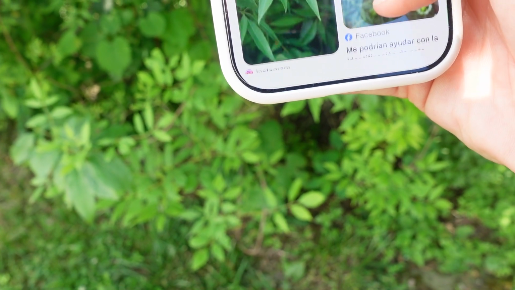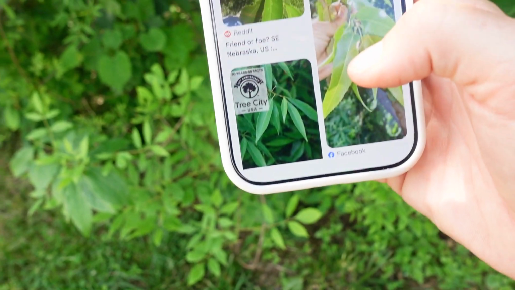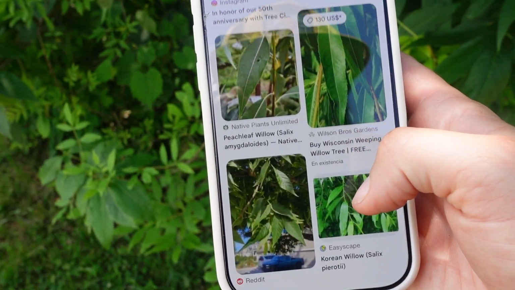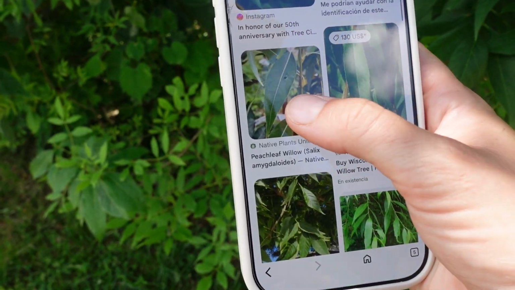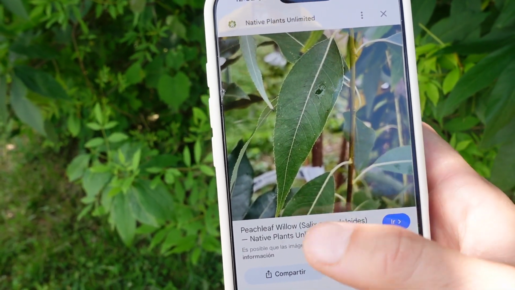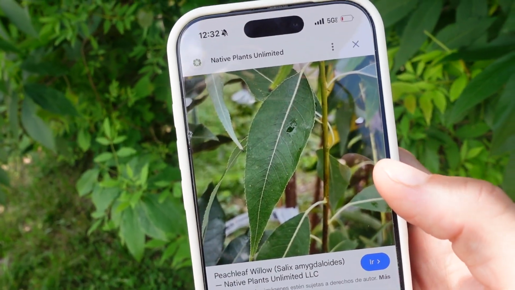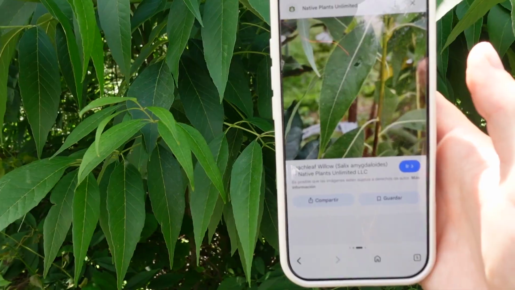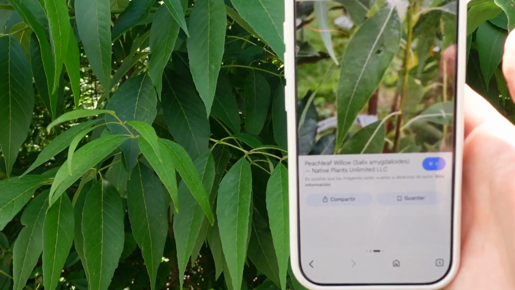Okay. This seems like the Salix babylonica, otherwise known as the peach leaf willow. The peach leaf willow. This looks similar, right? I think this tree is a peach leaf willow. All of my identifications are just based on my phone. They might not be right.